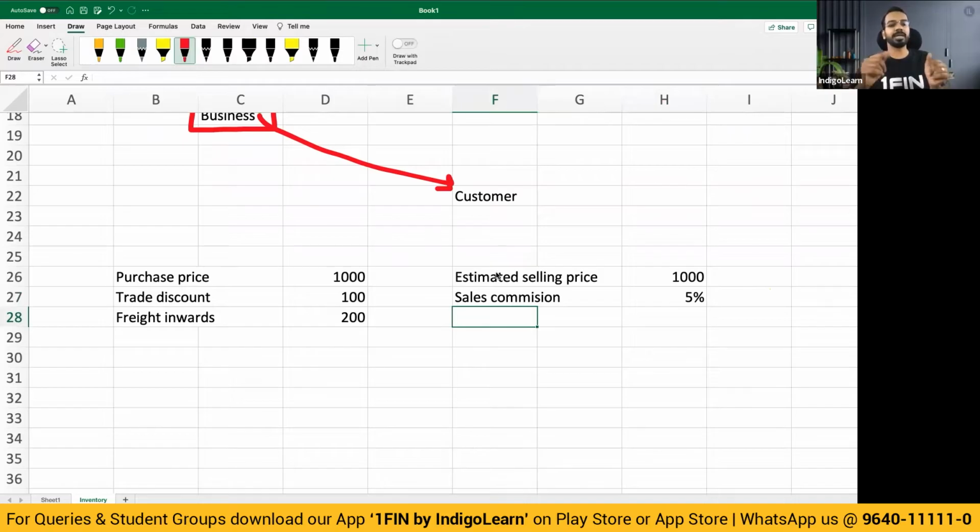Can you quickly compute and tell me what is the cost and what is the net realizable value, and at what value will you take the inventory? You have 2 minutes of time. Quickly do it and let me know.